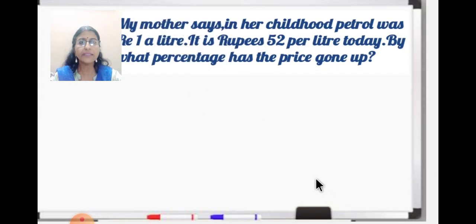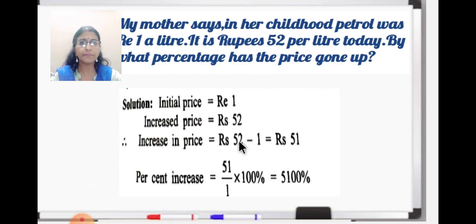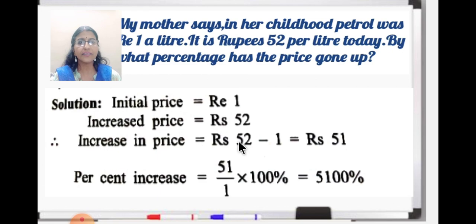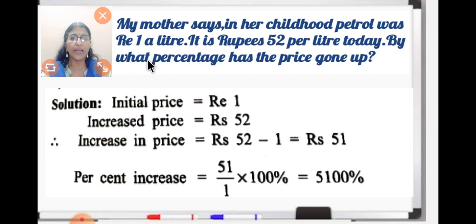Now next question is, my mother says in her childhood petrol was rupee 1 a litre. It is rupees 52 per litre today. By what percentage has the price gone up? So next is, I'll show you how to do it. Initial price is rupee 1. So here we will see initial price is rupee 1 and then increased price you see in the question, that is rupees 52.